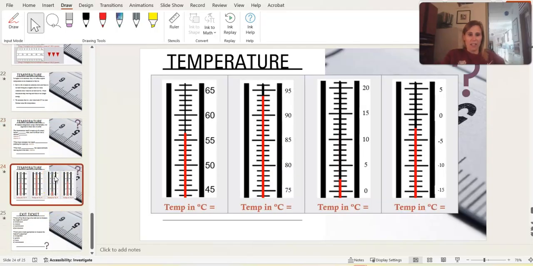Okay, and then finally, you're going to do some readings. Again, if you notice the red liquid in between little dashes, you need to estimate a decimal there. You will answer these questions, temperature in degrees Celsius.